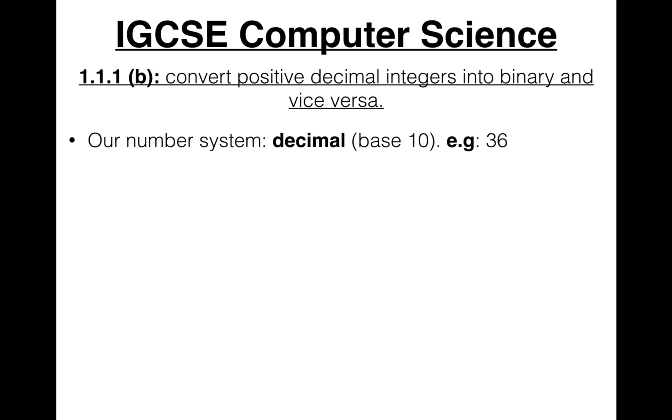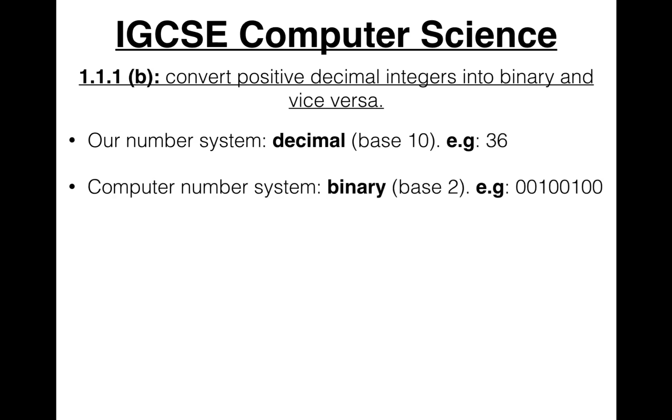Just a recap of what we did cover in the last video, and don't worry if you haven't seen it, because I'm sure it's quite easy to catch up, as long as you know what binary actually is. Just a reminder, our number system is decimal, which is base 10. So a value of decimal would be 36, for example.